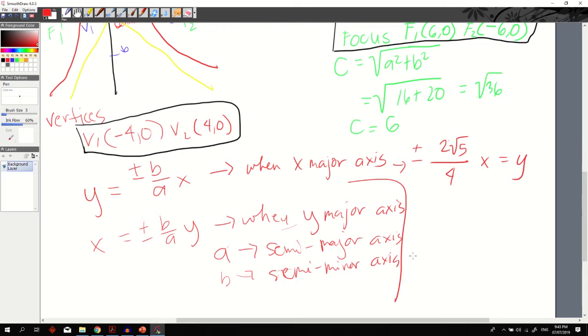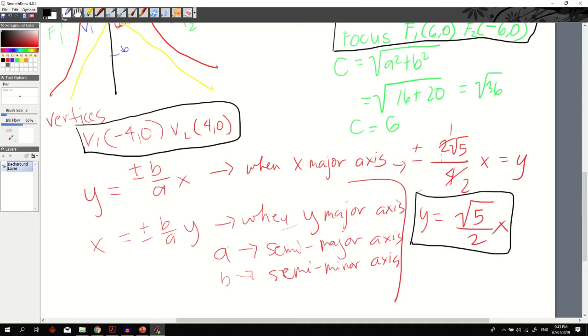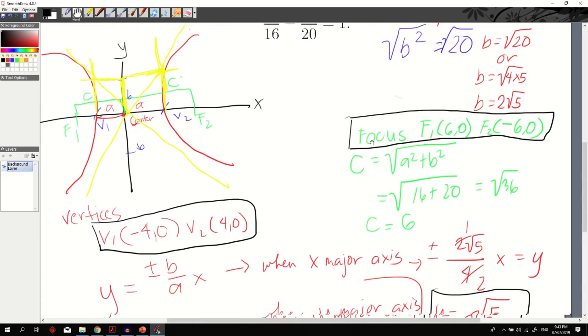Okay, we will box this one. It's not included here in the solution. What happened is we interchange again y. So this is the answer. We will reduce it to the lowest terms, so square root of 5 over 2 x. So this is the asymptote. I have to box it in black. These are our answers.